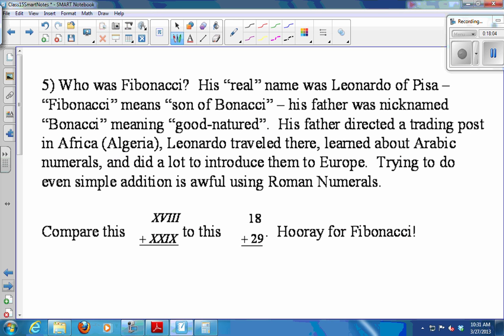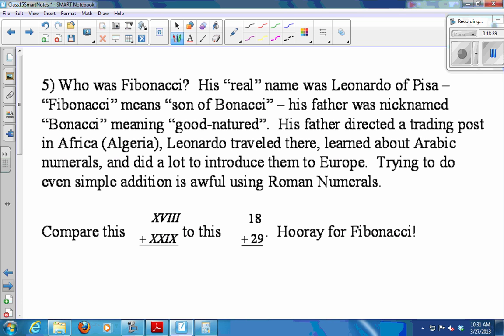Okay. So Fibonacci is credited with the invention or the discovery of this list of numbers. His real name was Leonardo of Pisa, but Fibonacci means son of Bonacci. His father directed a trading post in Africa. He was an Italian, and his father directed a trading post in Africa, and Leonardo traveled there, and that's where he learned about Arabic numerals. Arabic numerals are the numerals we use today, and he introduced them to Europe.